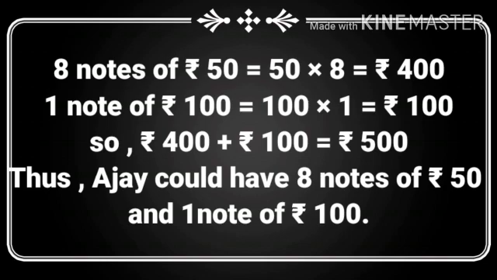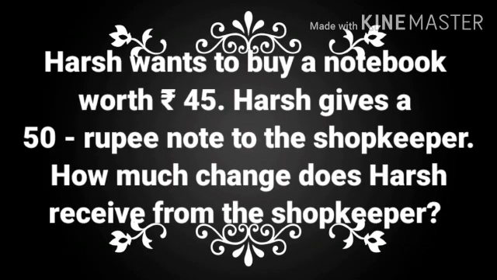Moving on to the next example. Harsh wants to buy a notebook worth rupees 45. Harsh gives a 50 rupee note to the shopkeeper. How much change does Harsh receive from the shopkeeper? Now we will see how to solve this sum.